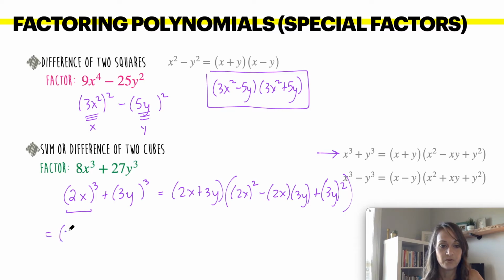So the first parentheses does not change. The second parentheses, 2x quantity squared turns into 4x squared. 2 times 3 gives me a negative 6y. And then 3y squared gives me 9y squared.